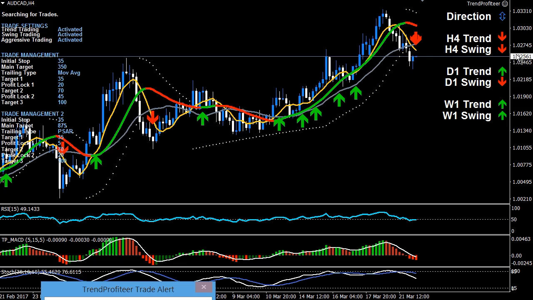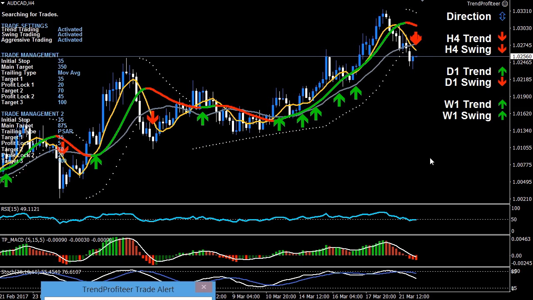Both the 4-hour trend and swing are down. The daily trend is up and the daily swing is down, and both the weekly trend and swing are up. So I've got 3 of my high time frames pointing up and 3 pointing down. Now I've got a nice little crossover here at a nice point that I'd like to sell. It's nice and high.